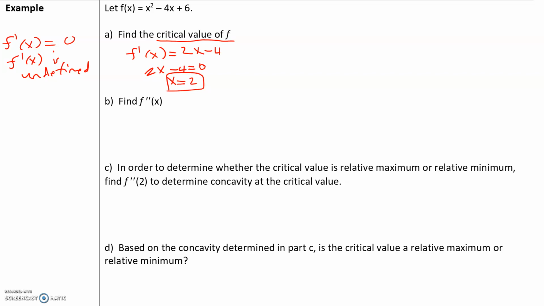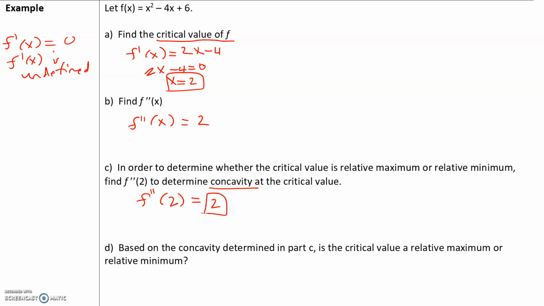Then we want to find f double prime of x. So if f prime of x equals 2x minus 4, then f double prime of x is going to be the derivative of this, which is simply going to be 2. Part C. In order to determine whether the critical value is a relative maximum or relative minimum, find f double prime of 2 and determine concavity at the critical value. So this is a constant function. So no matter what my input is, my output will always be 2. So f double prime of 2, and again, the input could be anything, will always be 2.